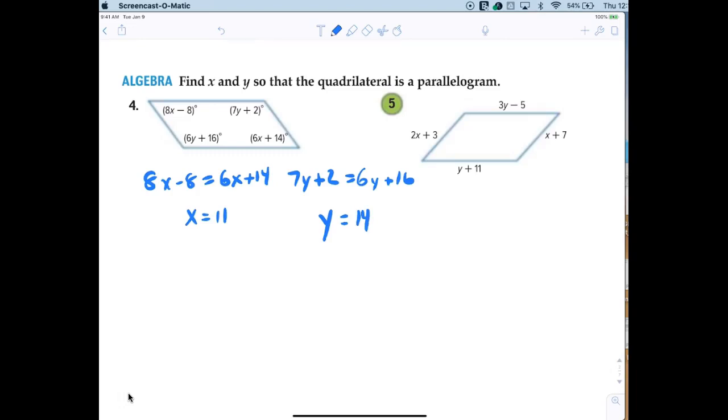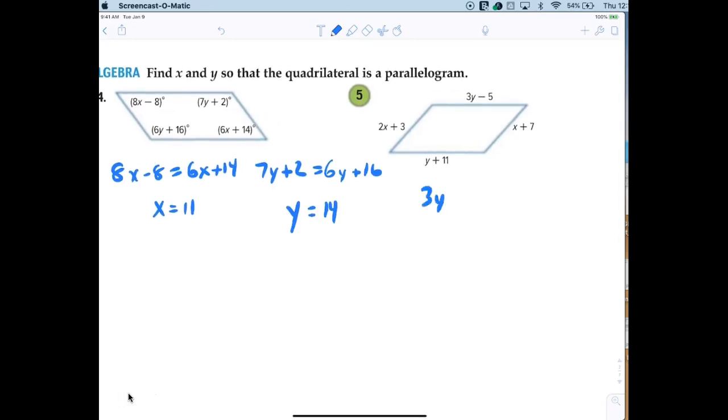Very simple. So now number five, if we want to make the quadrilateral a parallelogram, we would have to say that 3y minus 5 equals y plus 11, and x plus 7. Now notice what I'm doing. Even though he said x plus 7 first, I write 2x plus 3 equals x plus 7. That way I can move the variables better. I want the variable positive, so I put the 2x on the left. Again, our skills will tell us that y is equal to 8. And down here, x is equal to 4. Yep, that's all right.